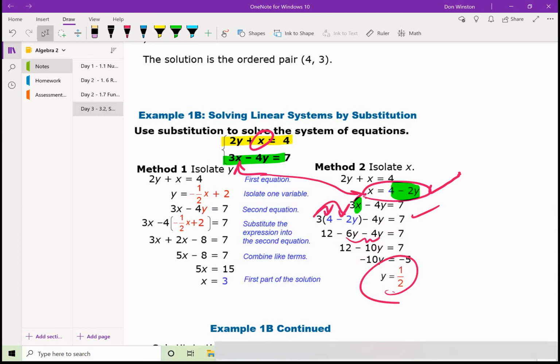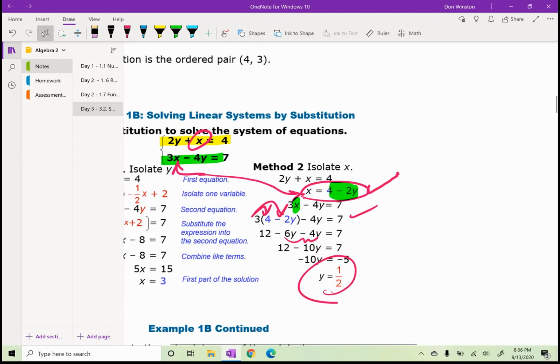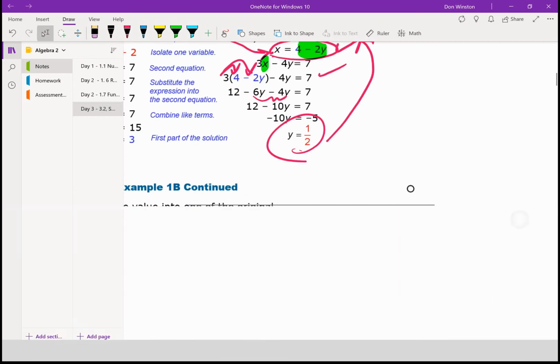Okay. So remember, x was the equation that we had solved for originally. So we're going to take our solution for y and just substitute it back in to find out what x is now. We're going to substitute it there. All right, so let's do that.